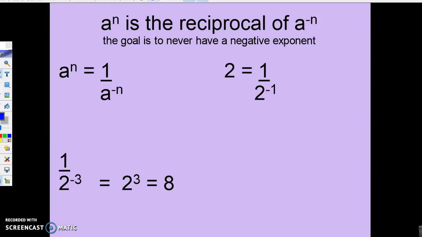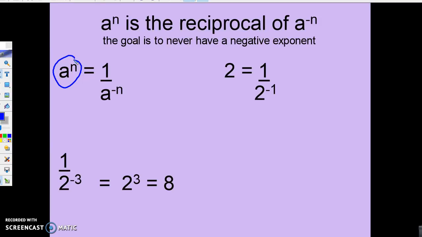Now, what if it's the other way, just like I was talking about? If your negative's on the bottom, you're going to move it to the top. If your negative's on the top, you're going to move it to the bottom. Now, this only is with exponents. We never, ever want to have a negative exponent. So if I have a to the nth power here, the reciprocal of that is 1 over a to the negative nth power. Just like with a number, if I have the number 2, the reciprocal of that would be 1 over 2 to the negative 1st power.